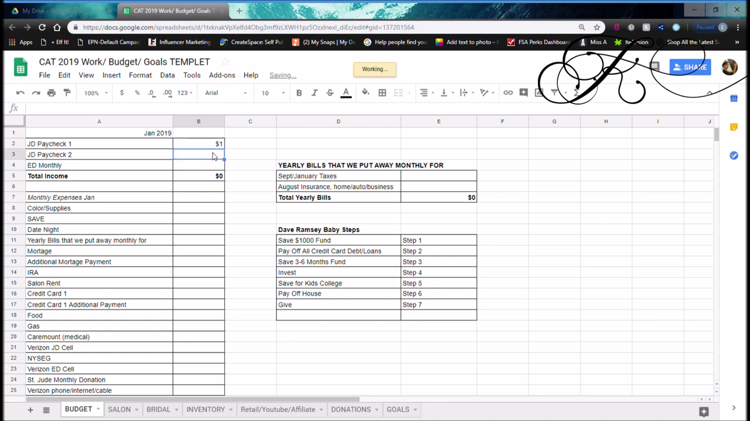So we're going to start off with this spreadsheet. I have JD paycheck 1 and 2 because my husband gets paid twice a month. And then I have EF monthly, that's my payment. And then at the bottom, it tallies the total, which is our total income. And then we have our expenses.